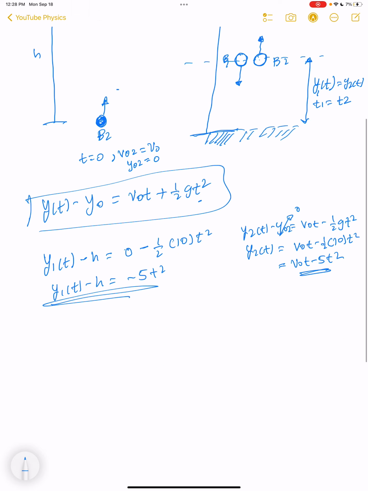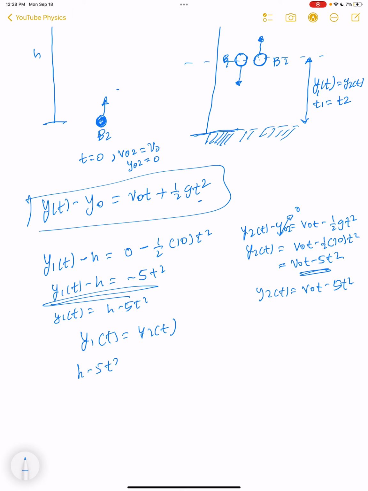So we have two equations now. However, we also know that y1 of t equals y2 of t. I'm just going to rearrange y1 of t. So this is h minus 5t squared. And y2 of t is v naught t minus 5t squared. Now we just need to equate the two. So h minus 5t squared equals v naught t minus 5t squared. These two will cancel out, so that leaves us with h equals v naught t.